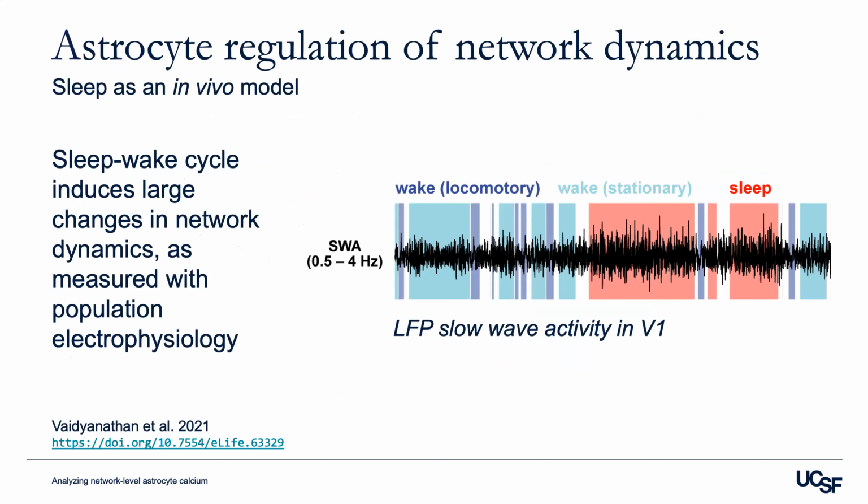So we're really interested in the regulation of network dynamics by astrocytes, and the sleep-wake cycle provides an ideal in vivo model of this, because the sleep-wake cycle induces large changes in the network dynamics, which we can readily measure with population electrophysiology. So here today, I'm going to be focusing on a study that was recently published by Trisha Vaidyanathan in the lab, looking at astrocyte behavior during the sleep-wake cycle. And you can see in this LFP trace, just showing the filtered signal, that there's a large change in the oscillatory dynamics in this particular frequency band in sleep periods in red versus wakefulness.